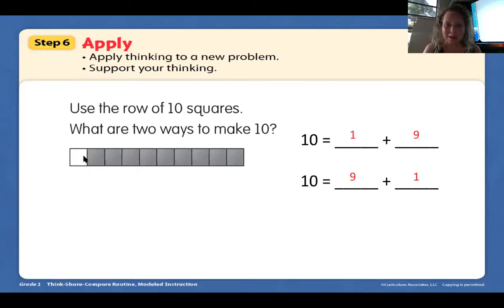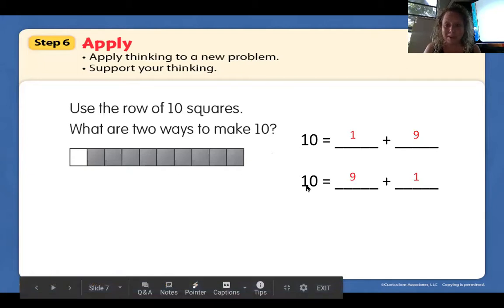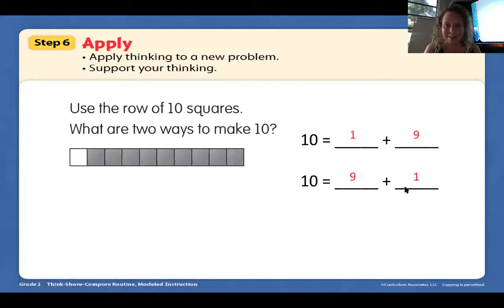Looking at the squares, I have 1 white square and 9 gray squares. So my equation could read 10 equals 1 plus 9. My equation could also read 10 equals 9 plus 1. If you made this equation on your paper or whiteboard, give yourself a pat on the back.